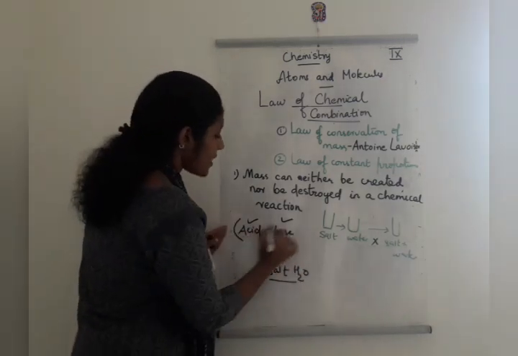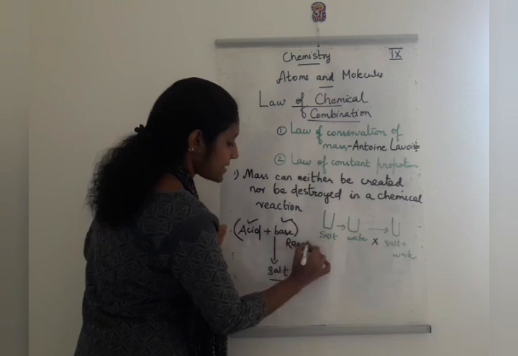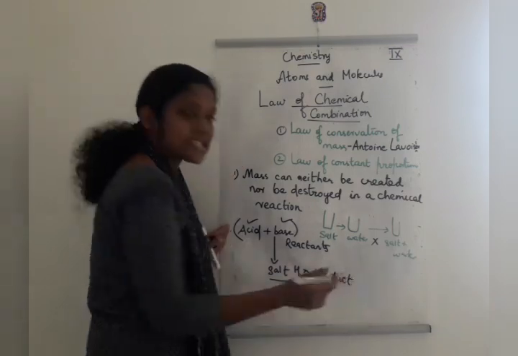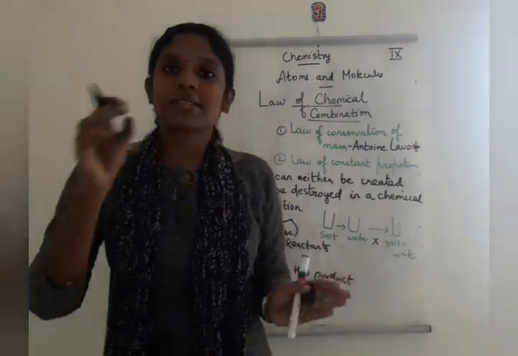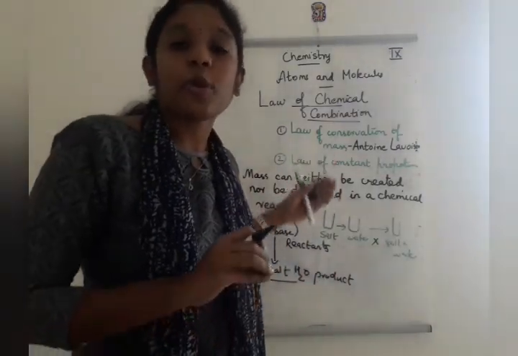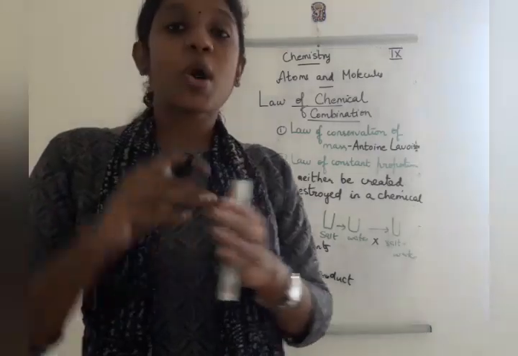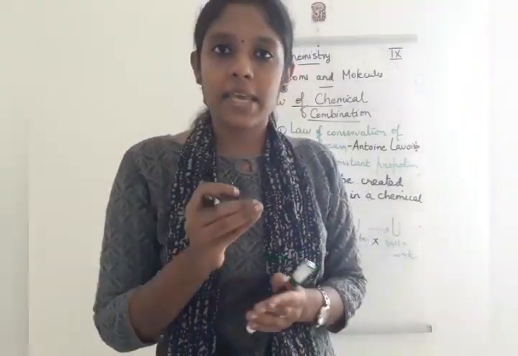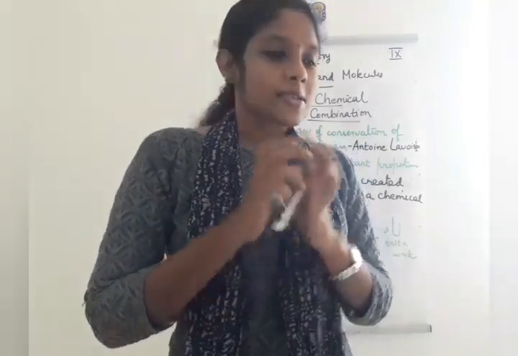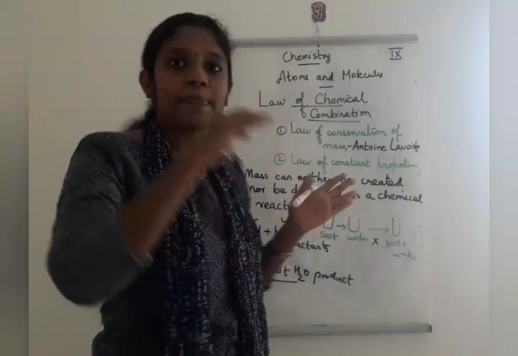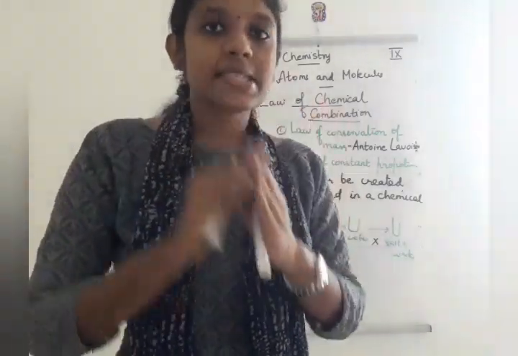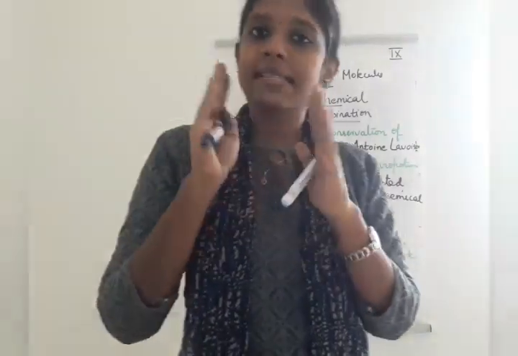So whatever things you are adding are called reactants and the result is called the product. When reactants react to form a product, it is called a chemical reaction. So when new products are formed, that is called a chemical reaction. You have studied many chemical reactions. In a chemical reaction, A plus B combine to form a product C. That is, A plus B are the reactants and C is the product. So this is called a chemical reaction.